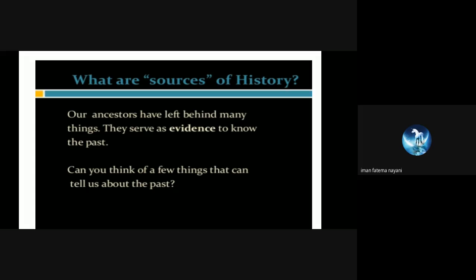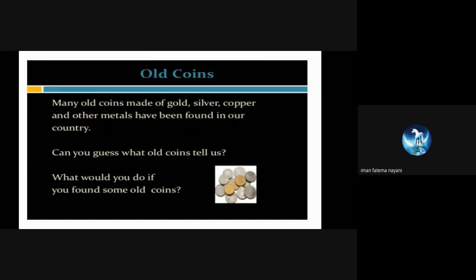Archaeologist. Yes, our ancestors have left behind many things. They serve as evidence to know the past, right? Now you can think of a few things that can tell us about the past. Some things, yes, like old coins, many old coins made of gold, silver, copper, and other metals have been found in our country, India, right?